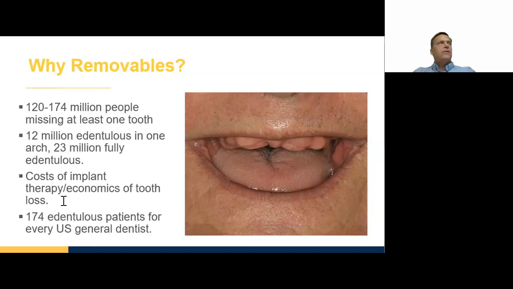Oftentimes tooth loss is not, as you know, even across demographics, but is focused in groups that have less economic means. And so you're going to see removable patients in your practice. Statistically, dividing the number of patients who need removable therapy, and who already have removables, among practices, you'd have 174 edentulous patients in an average practice. So learning this is an important part of your dental education, as you know.